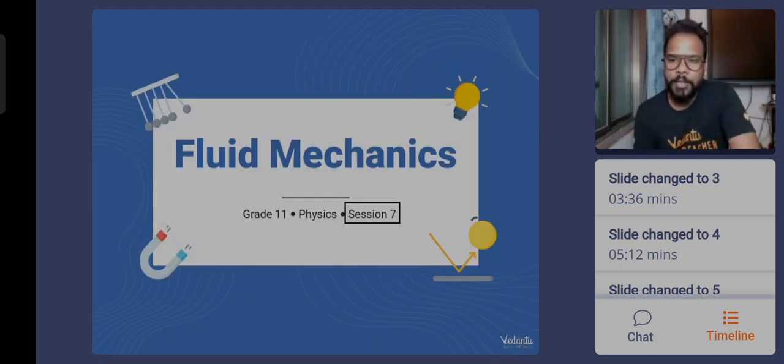So we just completed our discussion about fluid motion, and that too of ideal fluid. So we have completed our discussion about ideal fluid. So today our discussion will move towards real fluids. We'll be speaking about something which is going to be practically present in the fluids that we deal with.